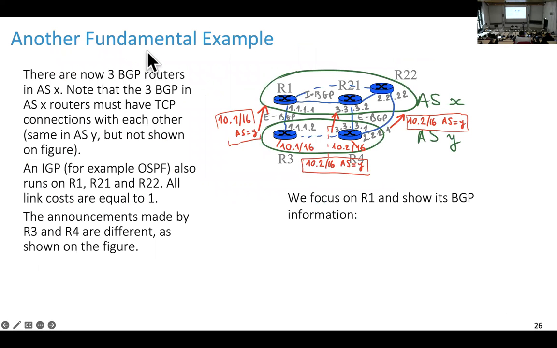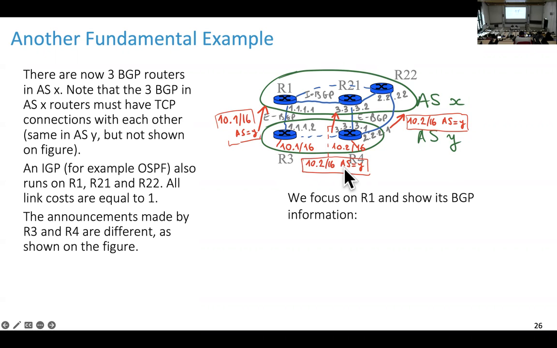Another fundamental example is also very important, a similar example. I modified ASX. What's the modification? I added two routers, R21 and R22. Again, the plain lines show physical connections. R1, for example, is directly connected to R21. R21 is directly attached to R22. However, R1 is not directly attached to R22. This is the TCP connection that R1 is peering with R22. I'm showing the IP addresses that I have allocated here.